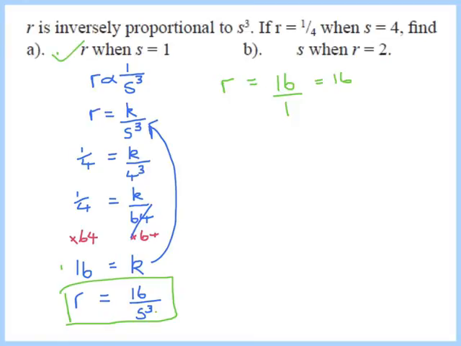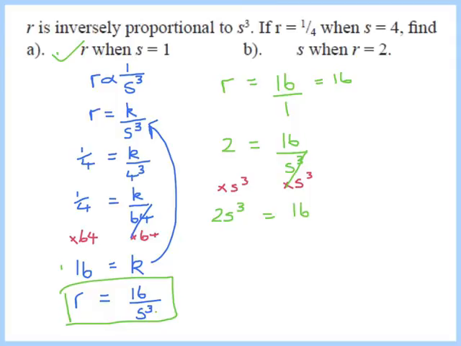The next bit: find s when r equals 2. Now this is a little bit more work. This time I know that r is 2, so I can put that in there. So I've got 2 equals, I'm going to write out the rest of the formula, 16 over s cubed. Right, now I've got to find s, so I need a bit of algebra skill to move this all around. I get rid of this s cubed off the bottom because I can't deal with it while it's down there. So I'll make it appear on the left hand side, so I've got 2 lots of s cubed, and on this side I've got rid of the bottom half of the fraction to leave me with 16.